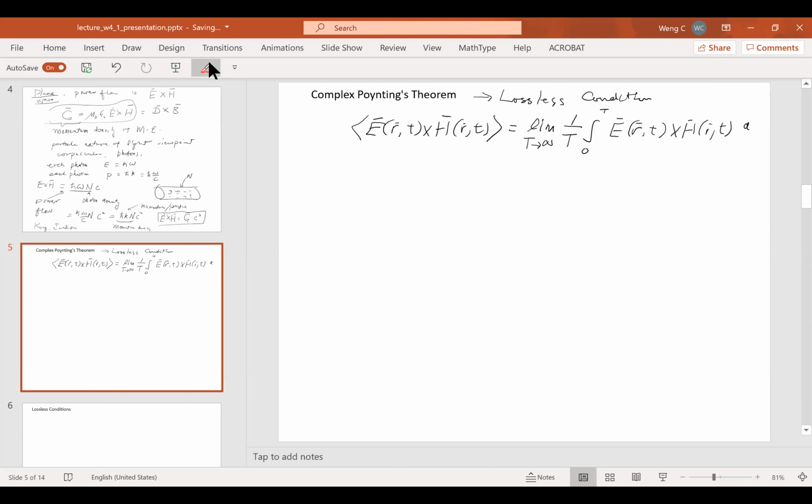Okay. And what do you think we learned this to be? I think we went through a lengthy proof in one of the lectures that if you were to do this, it can be expressed in terms of the complex Poynting vector. Does anybody remember what the right-hand side should be? Does anybody remember this?